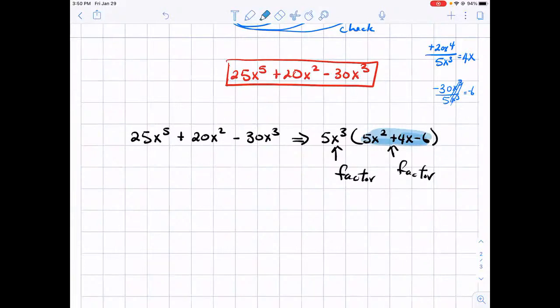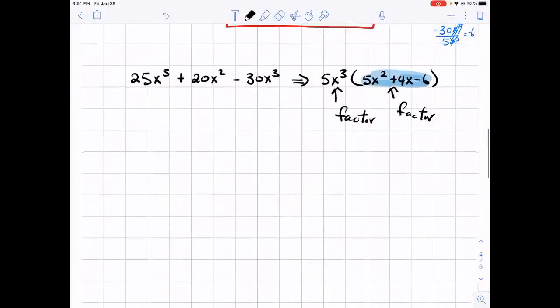And you will see for this trinomial, that's highlighted in blue, that this cannot be factored anymore. So this will be called a prime polynomial, or a polynomial that's irreducible. Okay, when it's prime, we can say it's irreducible. It cannot be reduced anymore.